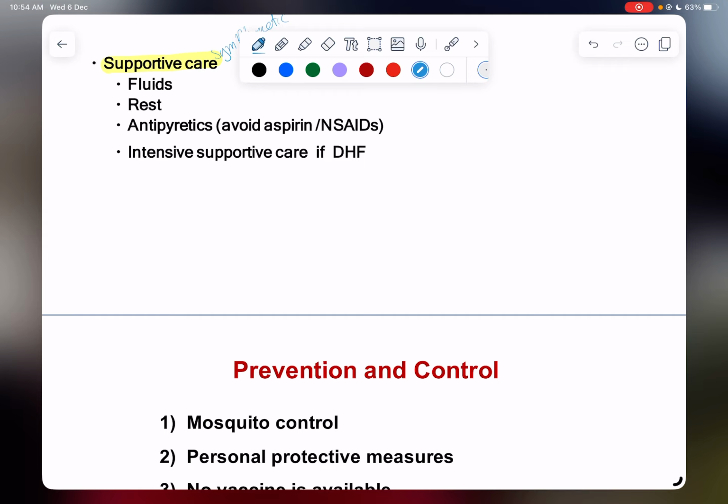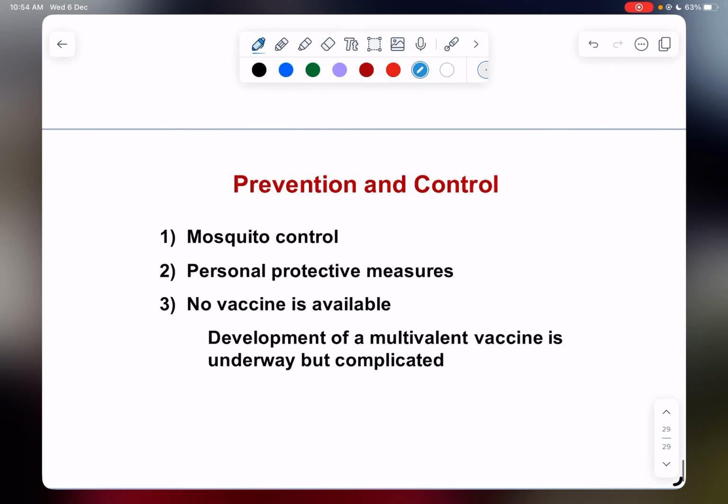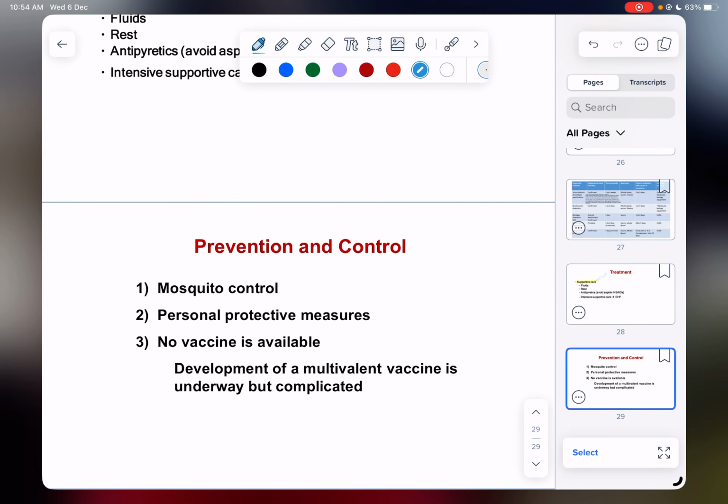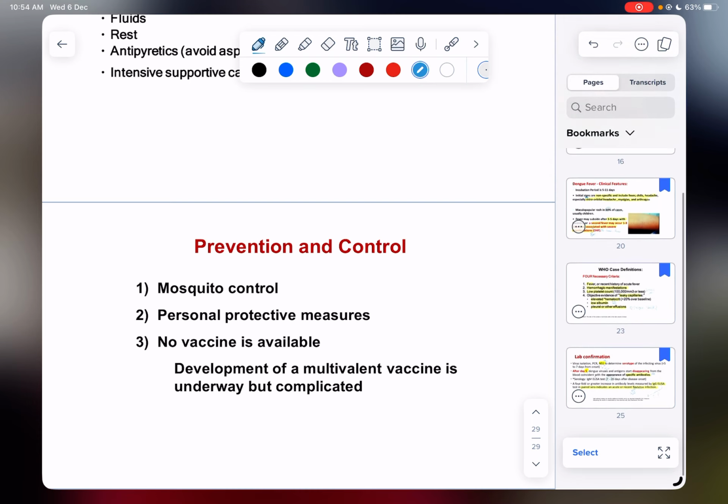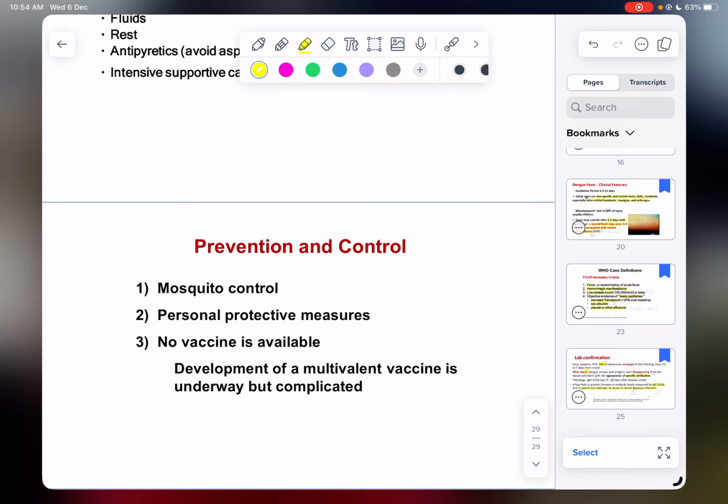Mosquito control, personal protective measures. No vaccine is available so far. So how can you control mosquitoes? Sleeping in tents. Or having those, you know, what do you call that? You've seen them hanging for the flies. The flies are attracted, and I don't know whether there are some for mosquitoes or not.